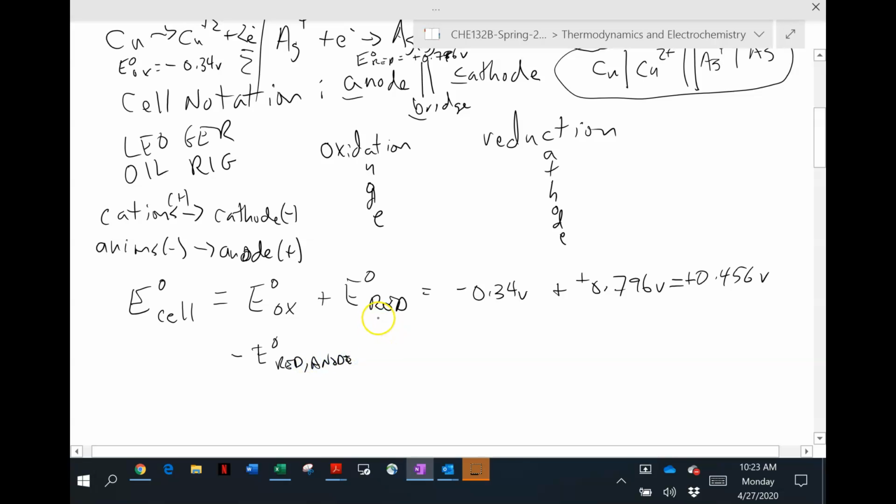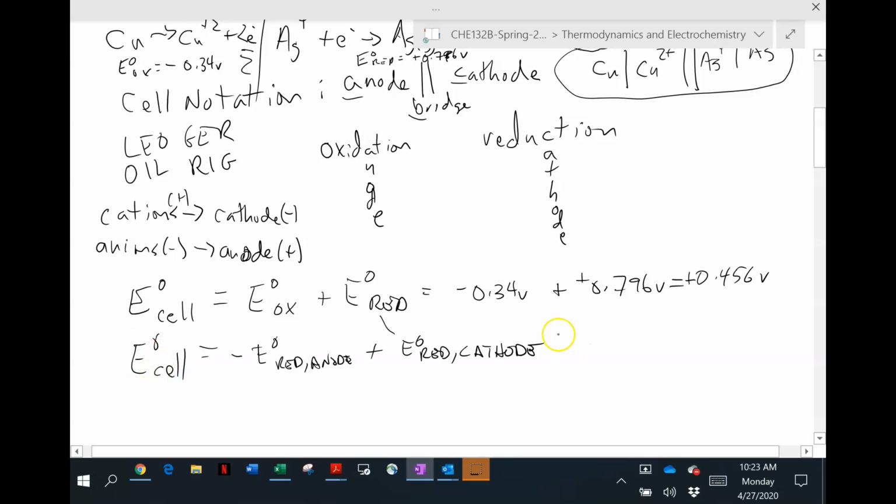I do want to point out that some people refer to E naught oxidation as negative E naught reduction anode, and the E naught here is referred to as E naught reduction cathode, because that's exactly what we do. We figure out what the half reaction is for the anode. We then change the sign of that because the anode is occurring as an oxidation.